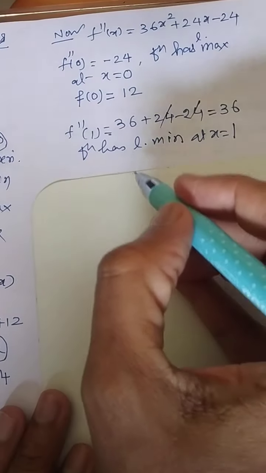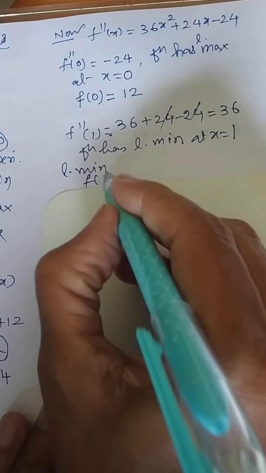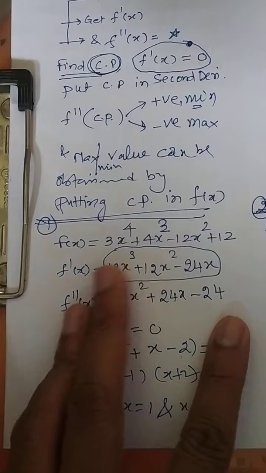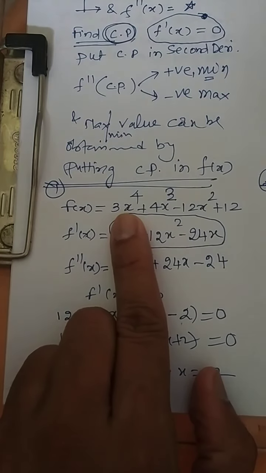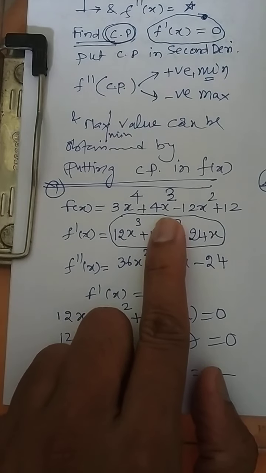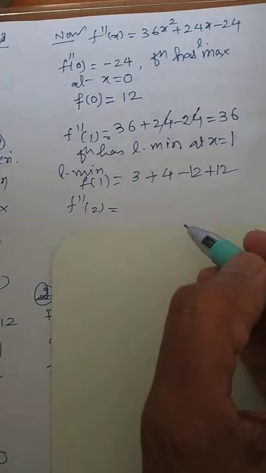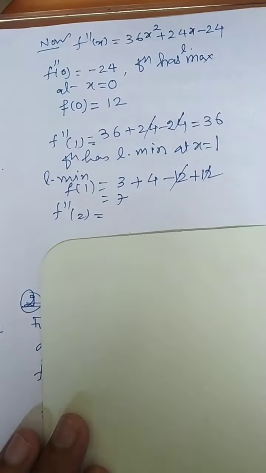And if you want local minimum value, then I should find out f of 1 again. Now f of 1 means again the same expression. Same expression will be like this. 3, here everywhere I am writing 1. So first step will be 3. Then here it will be 4. Then minus 12 and plus 12. So the same thing I have written over here, it will get cancelled. You will get 7. This is nothing but.